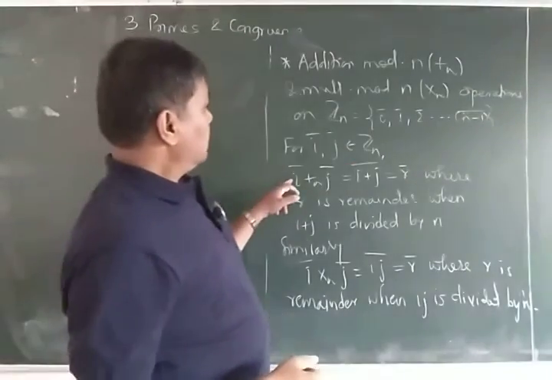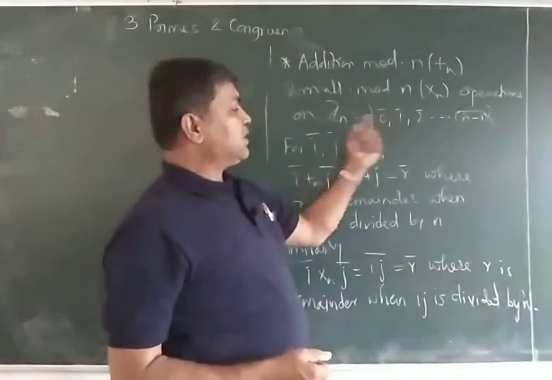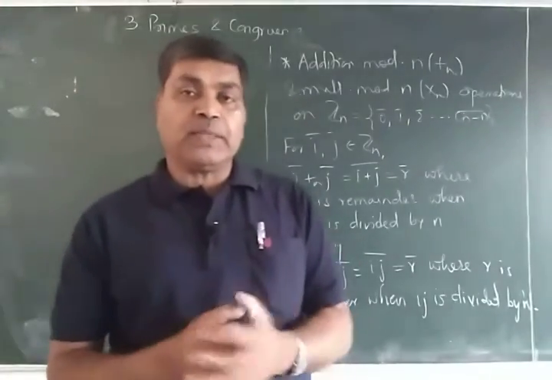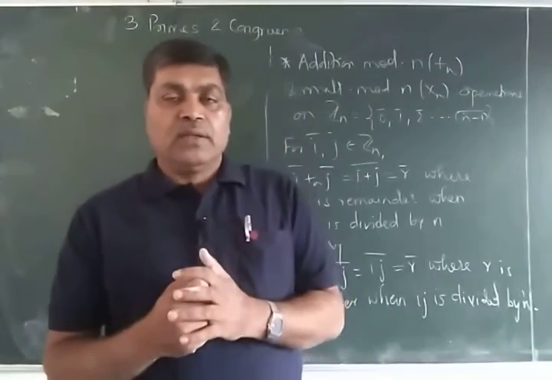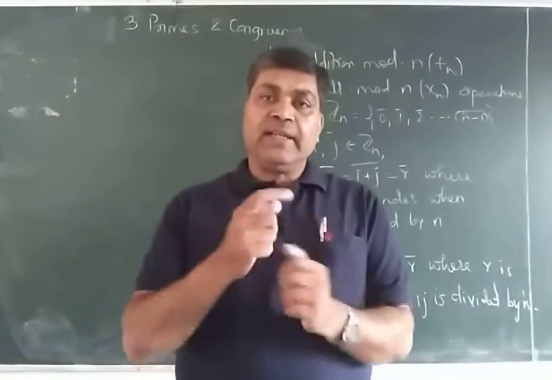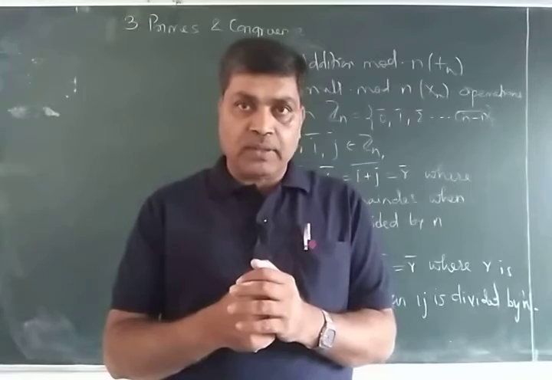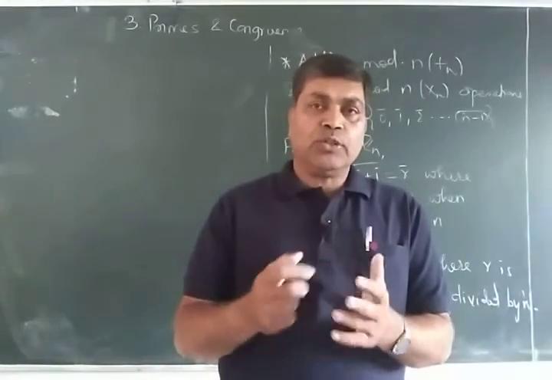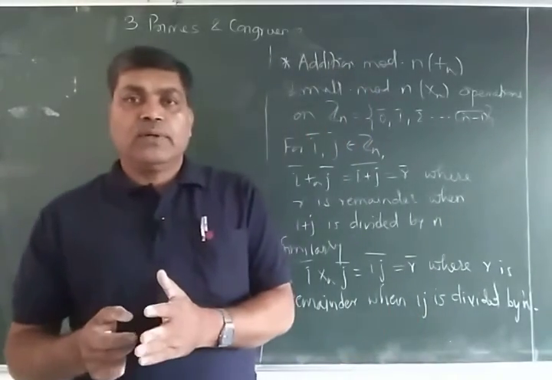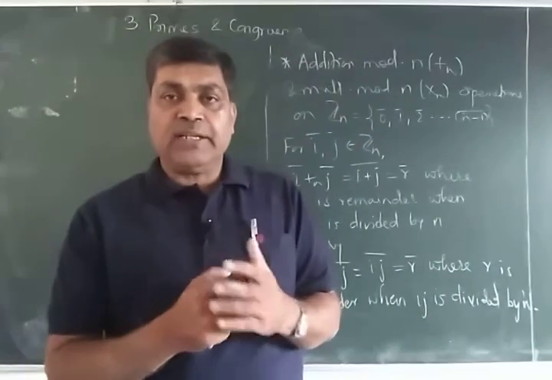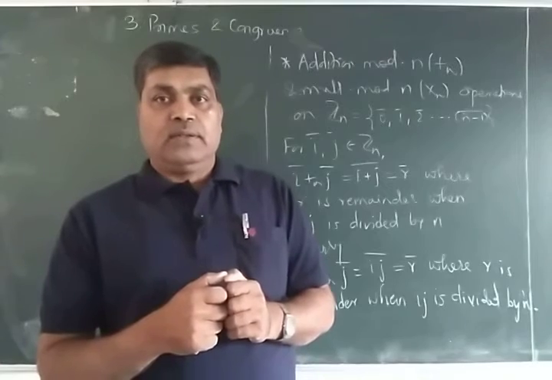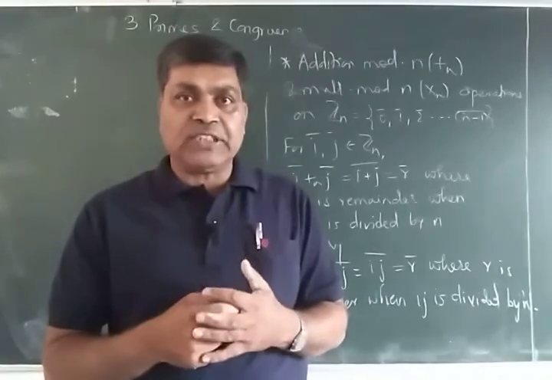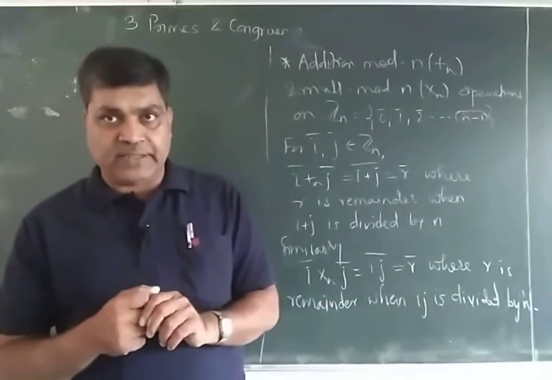Now, if I take 0 bar to be a specific element, instead of an integer or real number, with respect to addition, we know that if I add 0 to any integer or any real number, we get that element as it is. So 0 is called the additive identity. While if I multiply any real number by 1, I am getting that number as it is. So 1 is called the multiplicative identity.